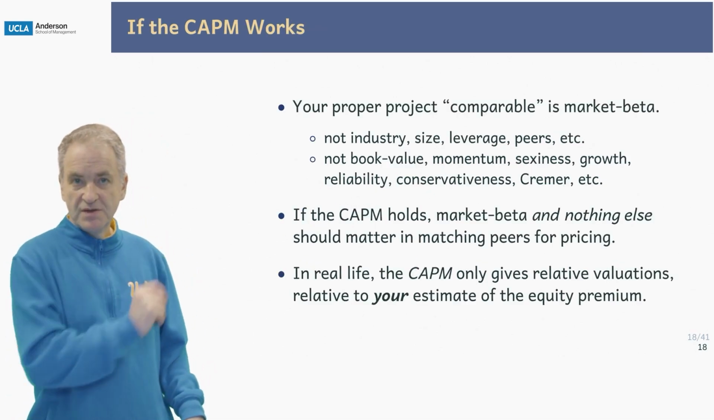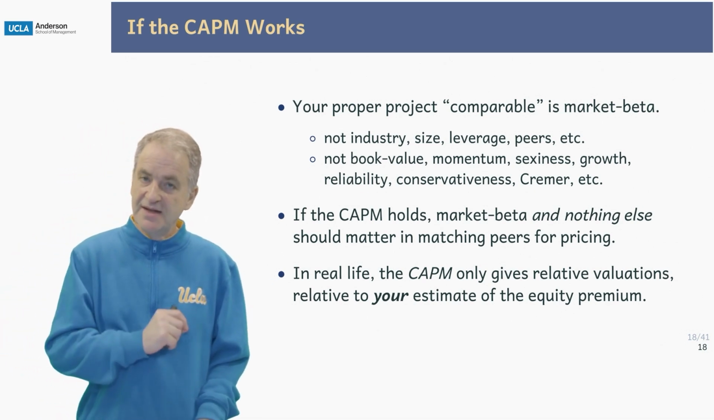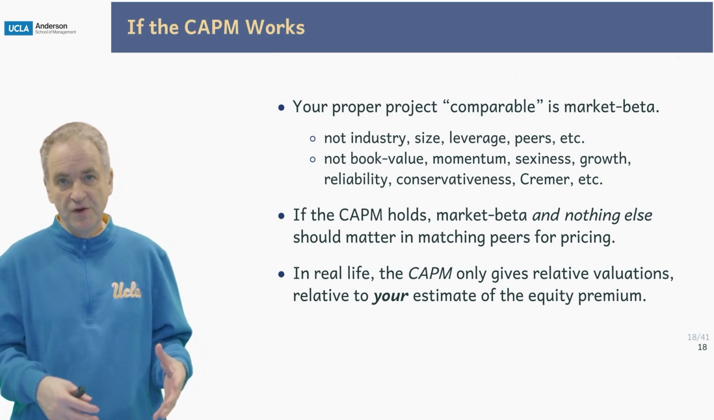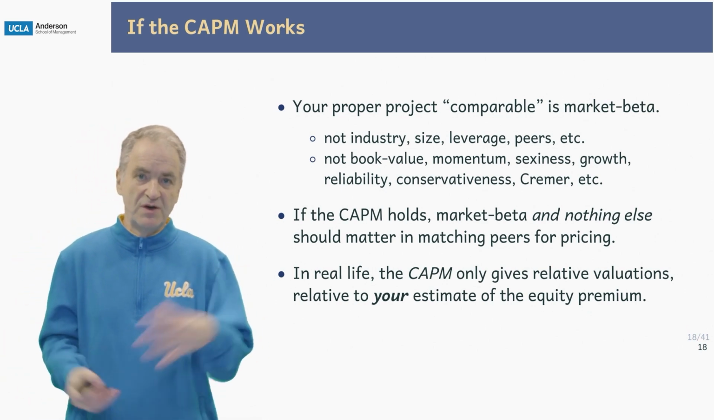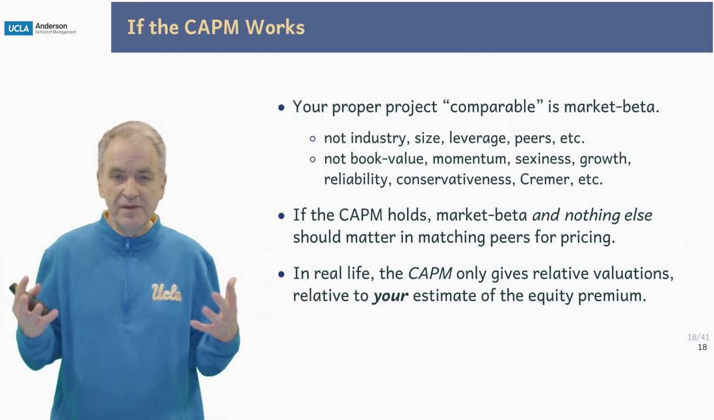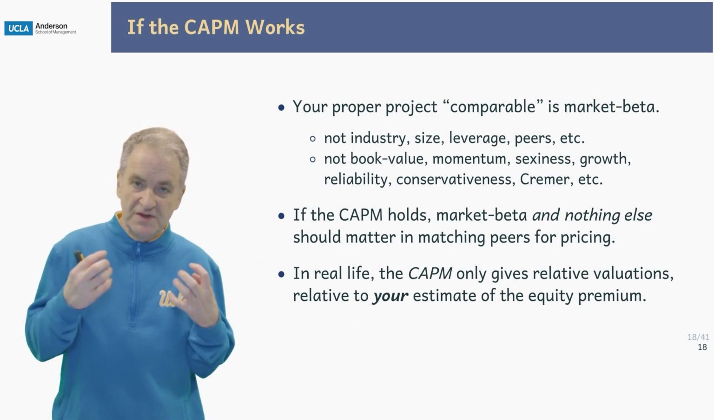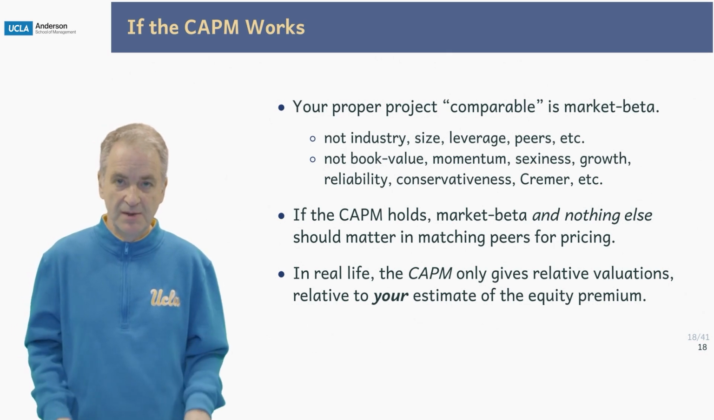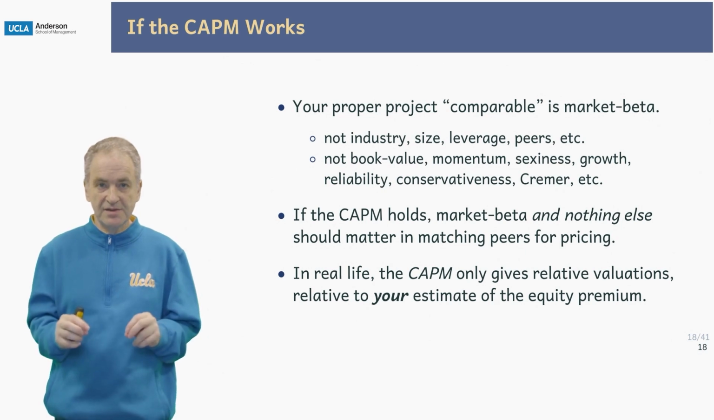If the CAPM works, your proper project comparable is market beta. It's not industry, it's not size, it's not leverage, it's not peers, it's not condominiums, it's not book value of the firm, it's not momentum, sexiness, growth, reliability, conservativeness, whatever Kramer thinks it is. None of these things matter in any way. The only thing that really matters is the market beta. Your particular project should offer the same expected rate of return as all other stocks with similar market beta. And that's the only thing that should matter in matching peers for pricing, nothing else.